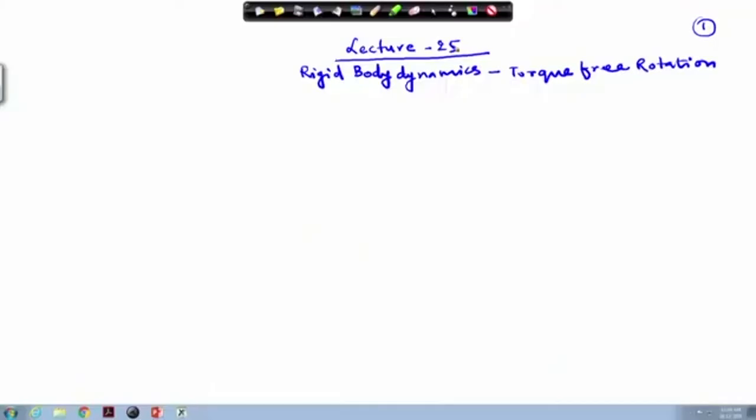Number 25. So we have been discussing torque free rigid body dynamics. We will continue with that, and thereafter we will go into the stability of the rigid body dynamics under torque free condition. So what we did last time, obviously for the last week we have been doing the same thing.